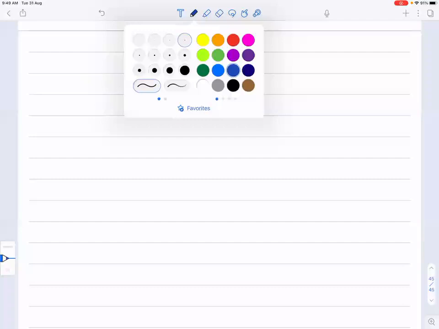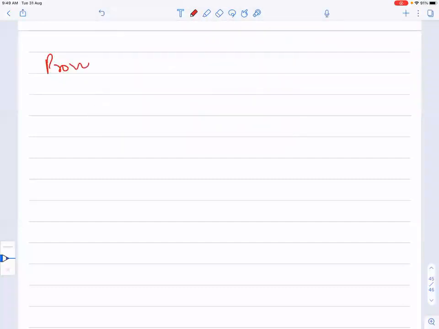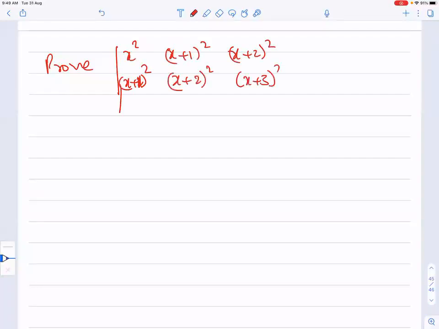This is one more question. Actually, it's my favorite to teach you how to do row operations and some more solving techniques. The determinant has entries x square, x plus 1 whole square, x plus 2 whole square; x plus 1 whole square, x plus 2 whole square, x plus 3 whole square; x plus 2 whole square, x plus 3 whole square, x plus 4 whole square. Prove that this is equal to minus 8.